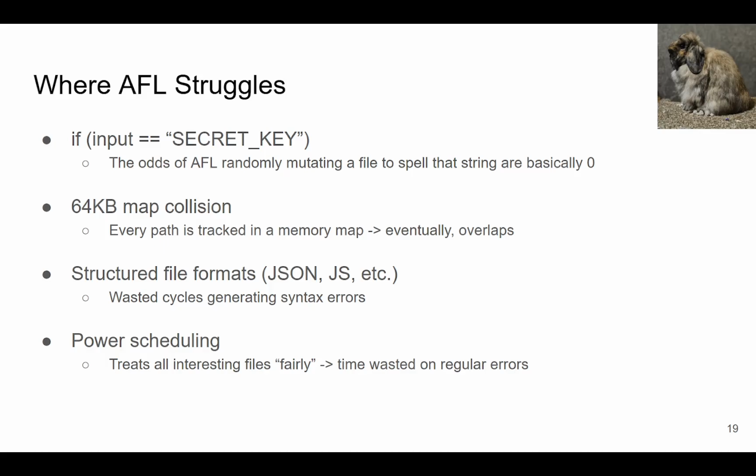Finally, AFL suffers from wasted time because it treats all of its interesting files equally. So it'll spend roughly the same amount of time mutating each saved file, but in reality, some files will trigger very, very rare, deep code, while other ones just trigger boring common errors. So by not prioritizing these rare paths, it can waste time.